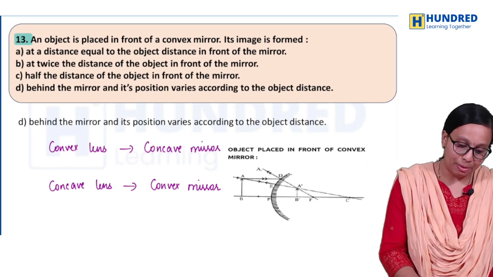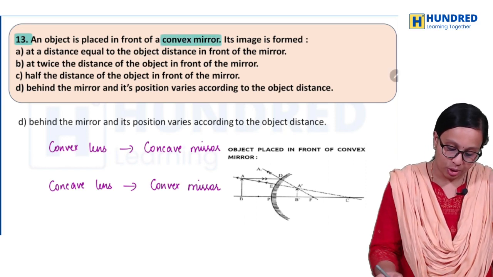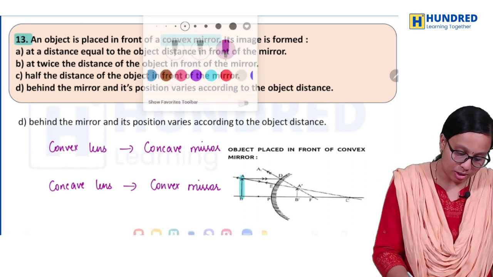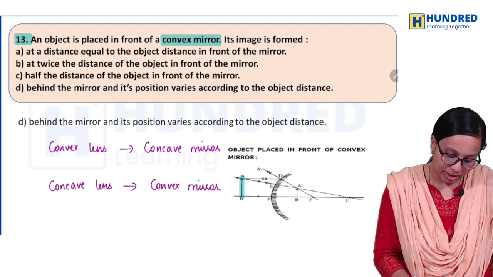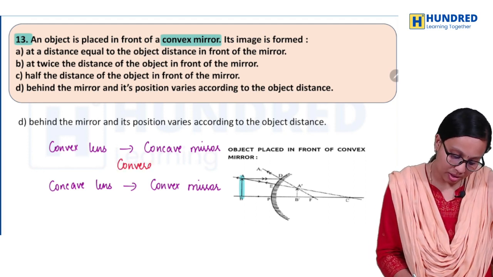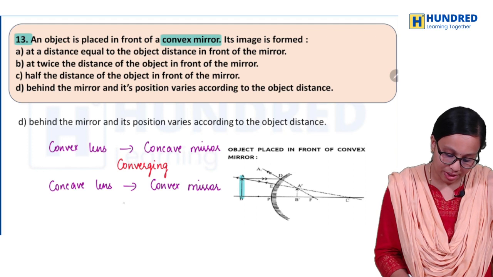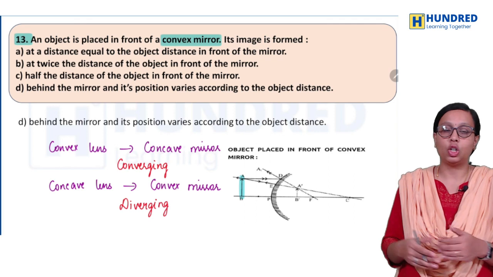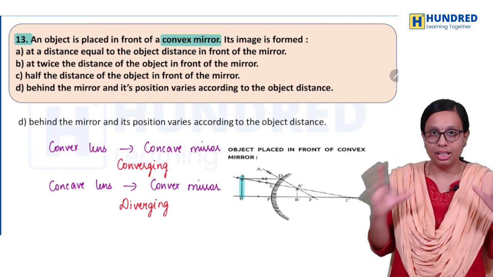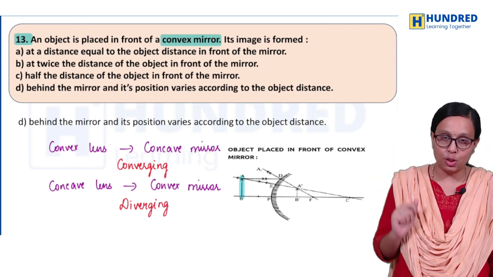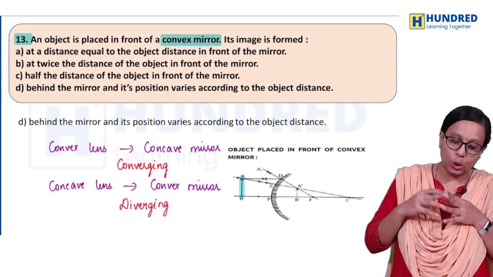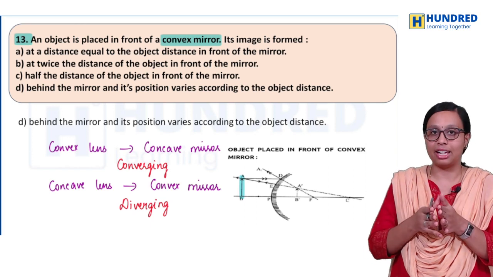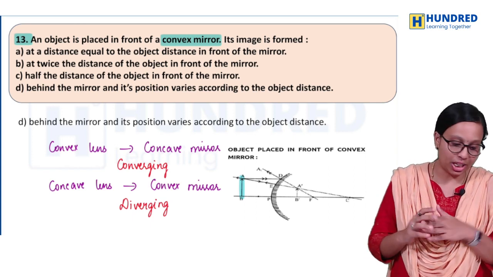Okay, an object is placed in front of a convex mirror. So here is an object and you have placed it in front of a convex mirror. You also know a convex lens and concave mirror are converging, whereas a concave lens and convex mirror are diverging. So the convex mirror will diverge the light rays. Now how is the image formed is the question. At a distance equal to the object distance in front of the mirror: this will generally happen when it is placed at the center of curvature or in a plane mirror. So that option is wrong.